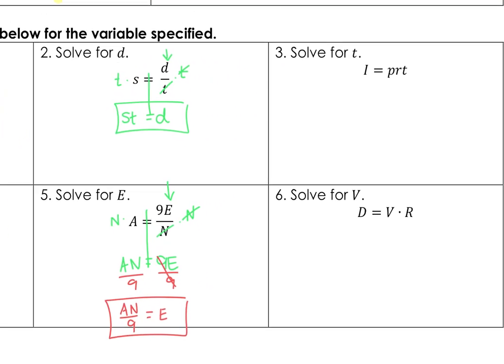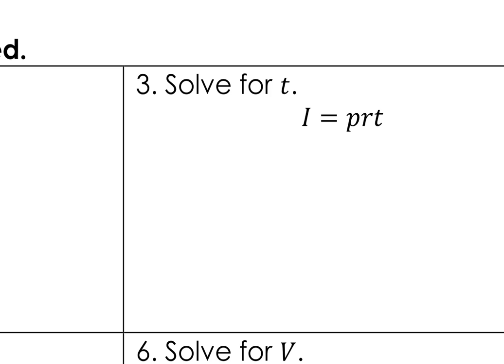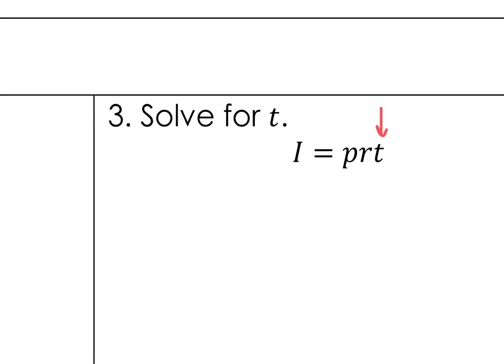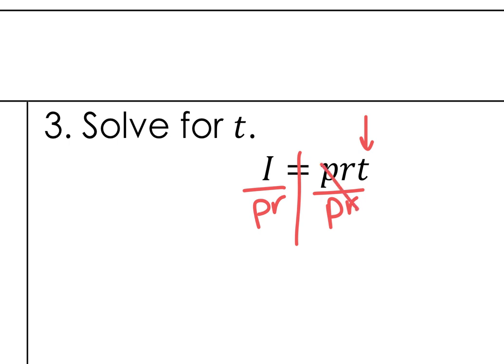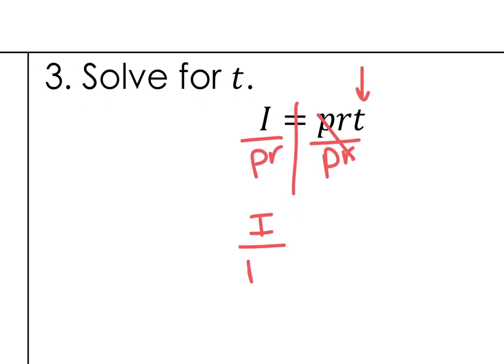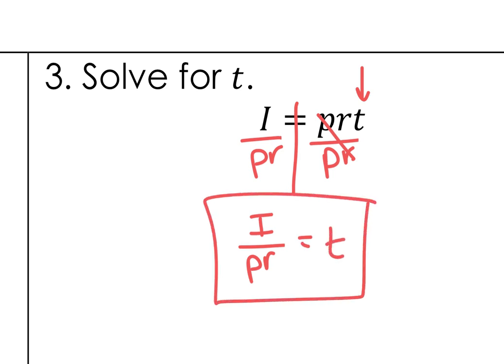Okay? Last one. Nice and easy. I is equal to PRT, and we are solving that for t. Like I just said, ask yourself, what's being done to t? It's being multiplied by what? By p and r. So let's undo being multiplied by pr by dividing by pr, so that I have I divided by PR is equal to T. I just moved the PR from one side to the other using inverse operations.